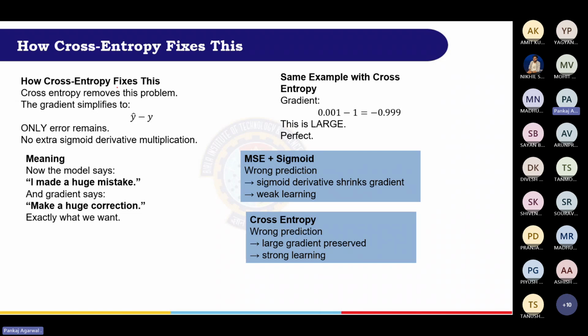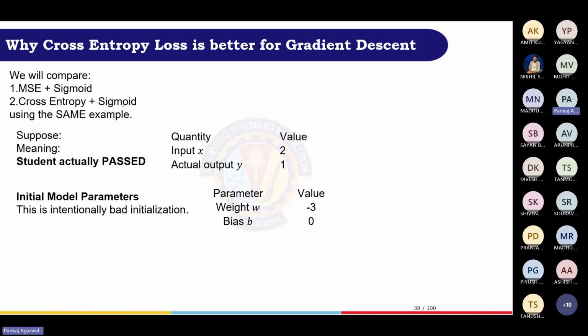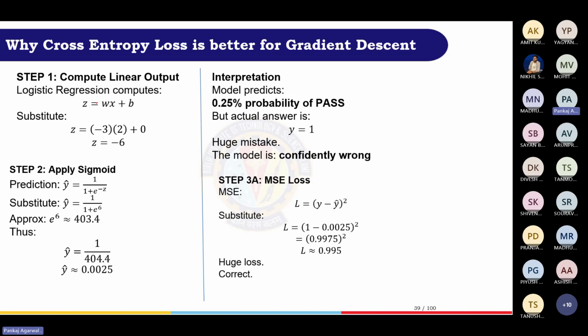So how does cross entropy fix this? In this particular equation, only the error remains in this form, and that is a good thing. I've just explained it with an example also, right? So more about it. Why is cross entropy loss better with gradient descent? I promised that I'll give you an example also, so I've computed one example, right?